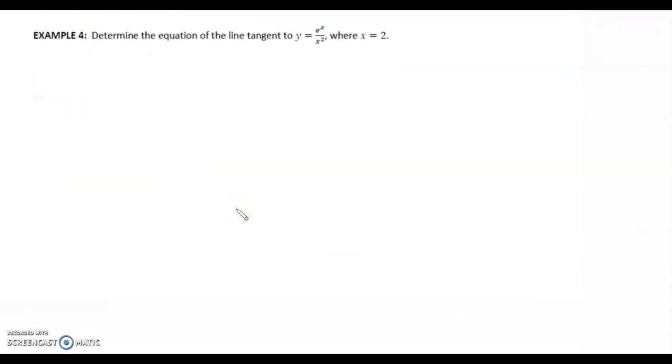Okay, now example 4. Determine the equation of the tangent to y equals e to the x divided by x squared, where x equals 2. Okay, so the first thing that we need to do is find the derivative, which is like the slope. So I'm going to rewrite this as y equals e to the x times, instead of x squared, I'm going to move the x squared to the numerator. And what happens when you move it to the numerator is the exponent changes sign. So it's going to be x to the negative 2.